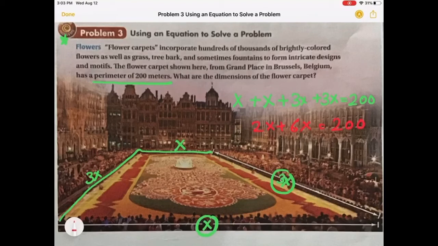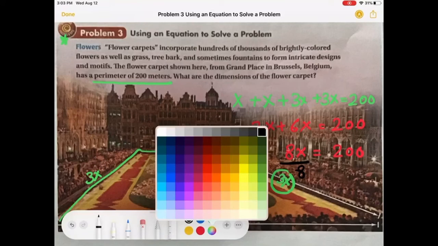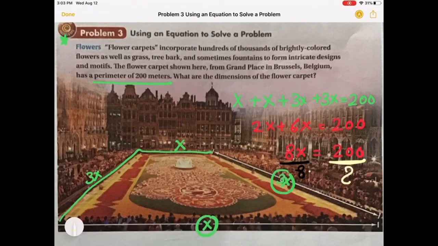Still, I can keep going, combine like terms, and I have 8x is equal to 200. Divide by 8 on both sides. Gosh, you can't see this color. Let me pick a different one, something lighter than that. How about this? I hope this would work. Yeah. Divide both sides by 8, and finally, it's going to be 25.